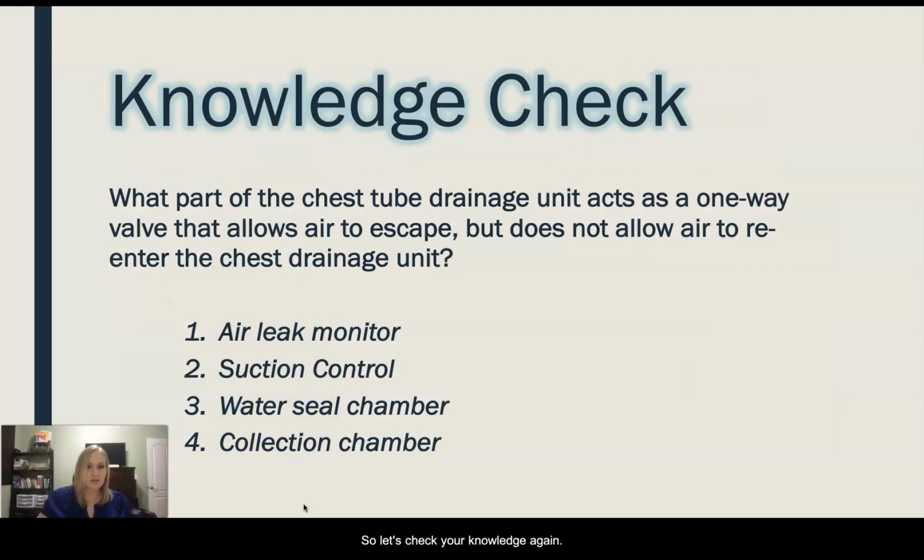So let's check your knowledge again. What part of the chest tube drainage unit acts as a one-way valve that allows air to escape but does not allow air to re-enter the chest drainage unit? 1, the air leak monitor, 2, suction control, 3, the water seal chamber, or 4, the collection chamber? I'll give you a few minutes to answer the question.